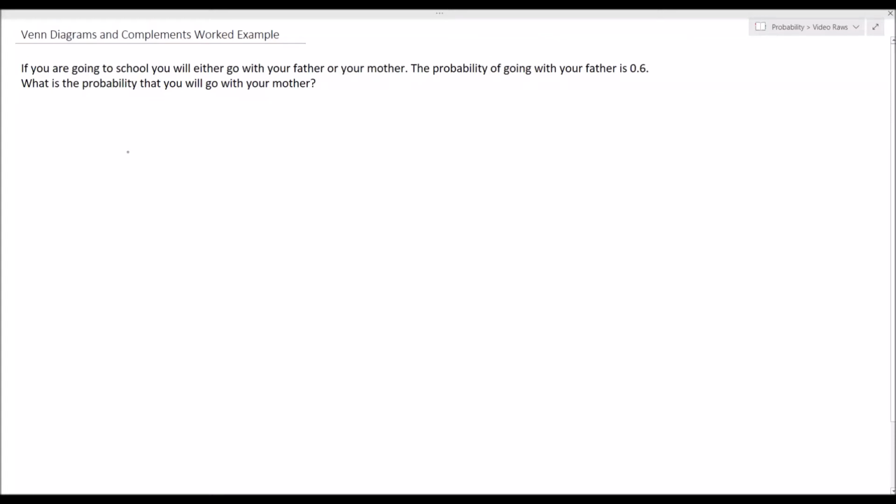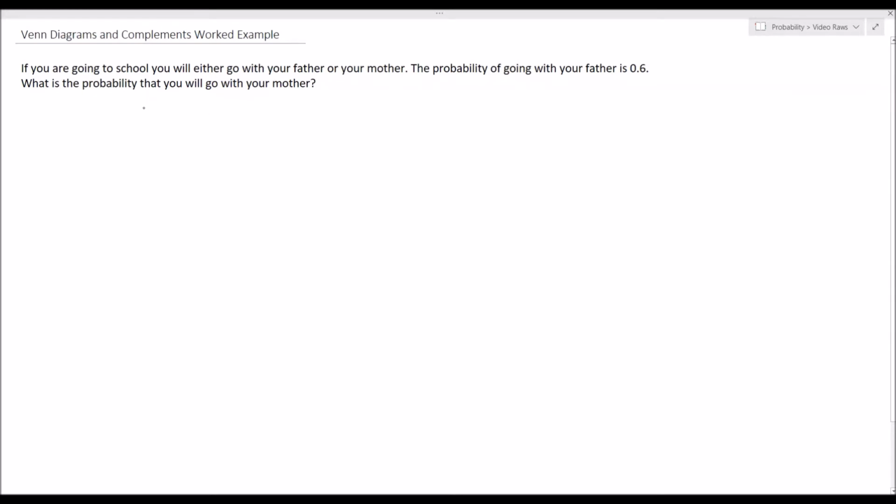Venn diagrams and complements. Worked example. If you're going to school, you will either go with your father or your mother. The probability of going with your father is 0.6. What's the probability that you will go with your mother? So to represent this information and answer this question, it's usually best to draw a Venn diagram.